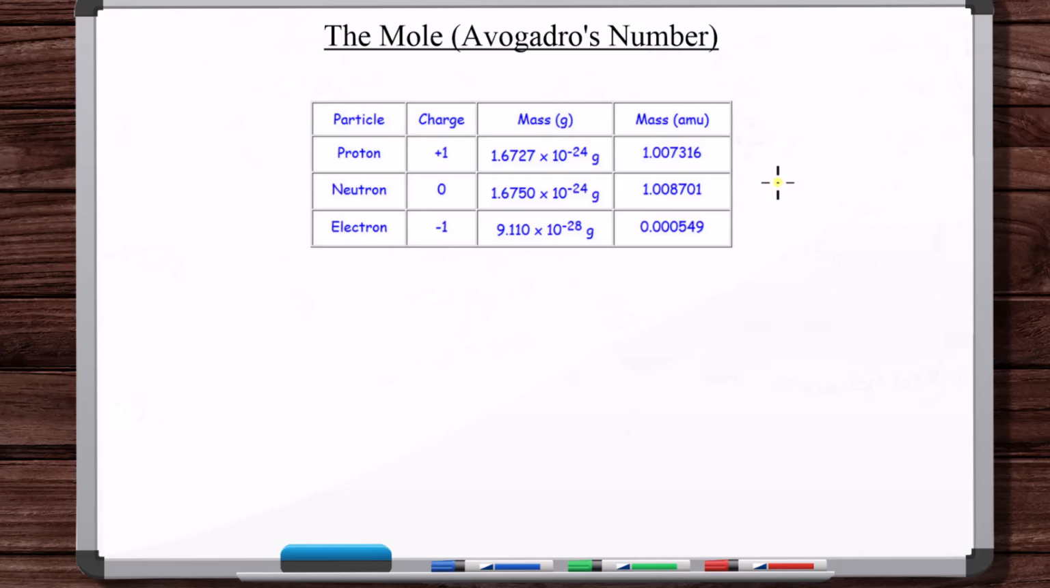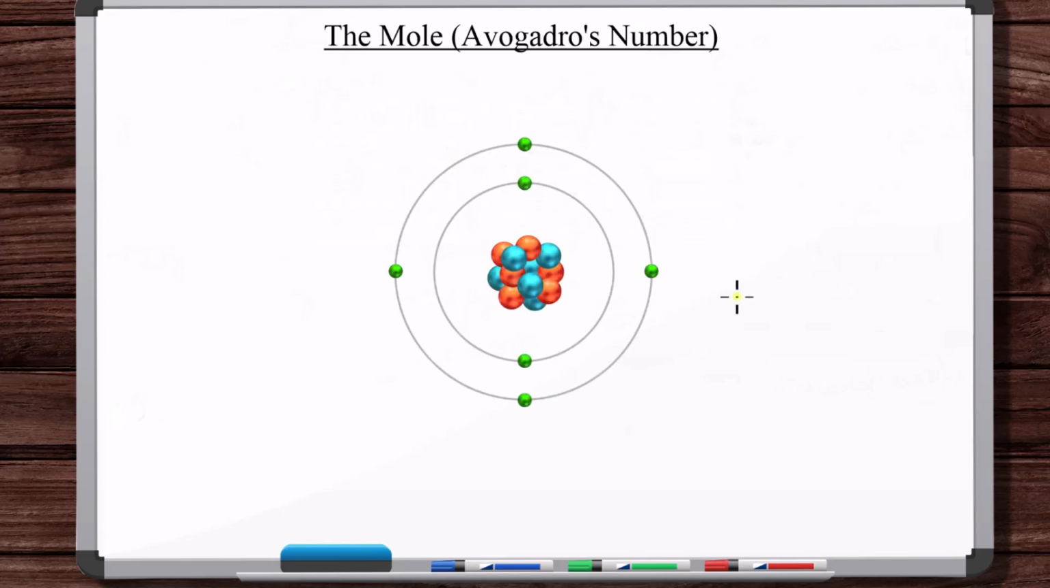And so with that, we also know that the electron mass is significantly smaller than the proton and the neutron mass, about 2,000 times smaller. So the vast majority of the entire weight of any atom is going to be contained within the nucleus, the protons and the neutrons. Then here's a carbon-12 atom.